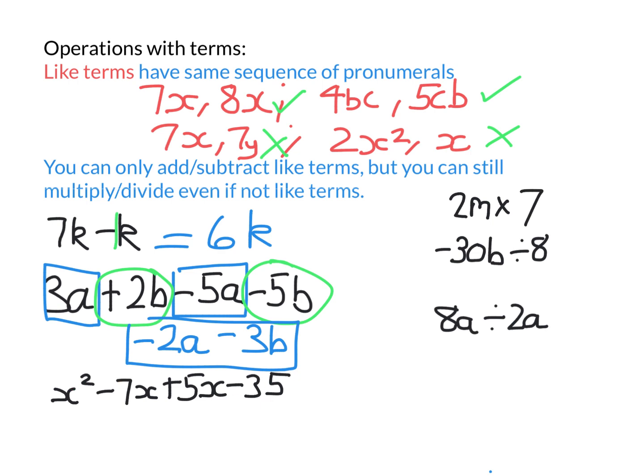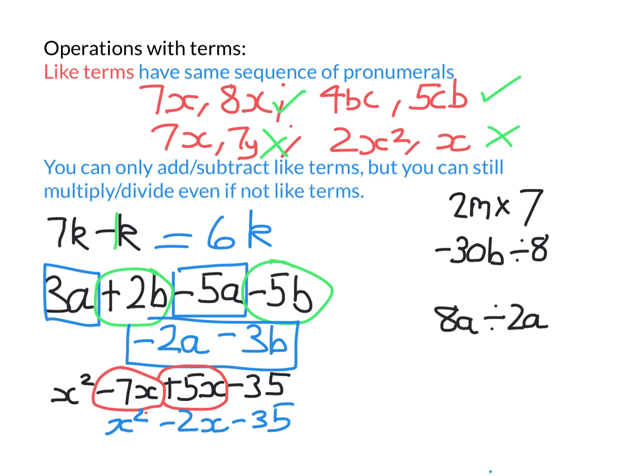So there are 4 terms, but only 2 of them are like terms. So this term here, negative 7x and 5x, they are like terms because they both have one x in them. So we leave the x squared alone because it's got no friends, it has no like terms. But negative 7x plus 5x. Well, negative 7 plus 5 is negative 2, and then I just write the pronumeral. Now the negative 35, the constant term here, it has no friends, it has no like terms, so I leave it as it is. This is my final answer. It can't be simplified any further because none of these are like terms.